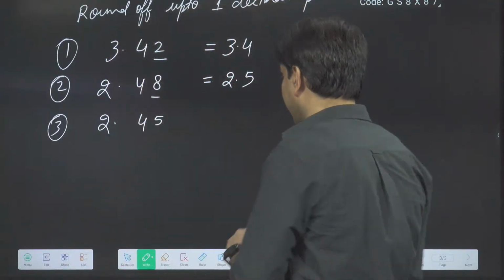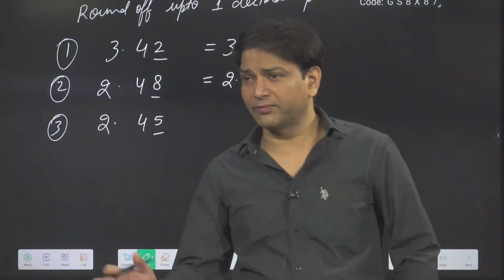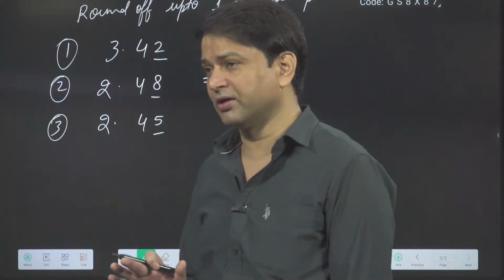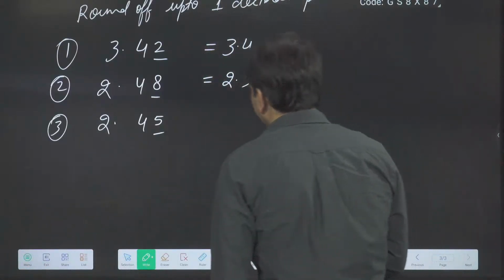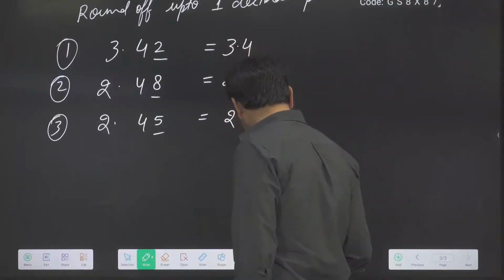Like here, I have to drop 5. Now what is the preceding digit? 4. 4 is even. So I said if it is even, then it will remain unchanged. Then what will I get? 2.4.